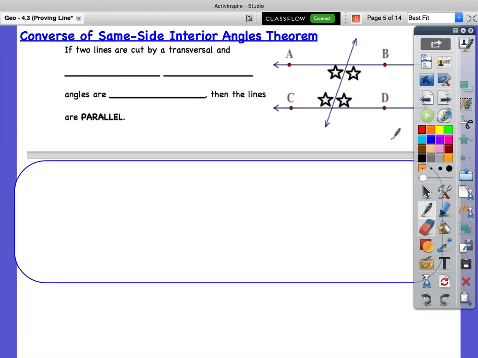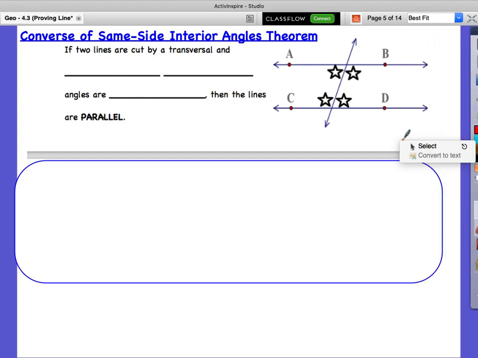It's gonna be same side interior angles, okay? So two lines are cut by a transversal, and what kind of angles are we talking about this time? Same side interior. Where did the converse of this part come from, of same side interior angles? What are we asking? Why is there a converse? What is it even for? What is it even doing?